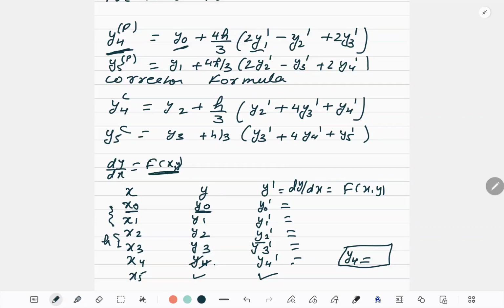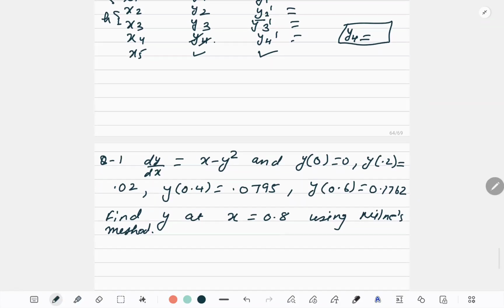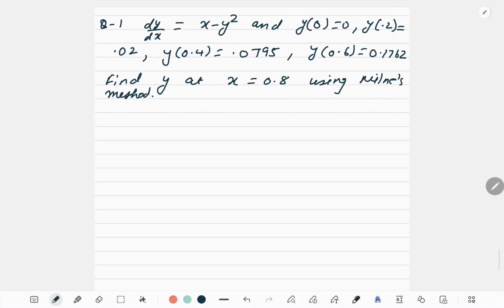So now let us do one question to understand it much better. Now look at this question. dy by dx is given and the table is given. So let us first make the table: x, y, y dash. Y dash is x minus y square. This one. Okay, now the first value of x is 0, second is 0.2, then 0.4, 0.6, 0.8. And the difference between these two numbers is 0.2. So h is equal to 0.2.